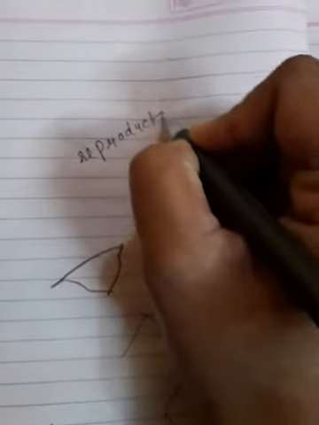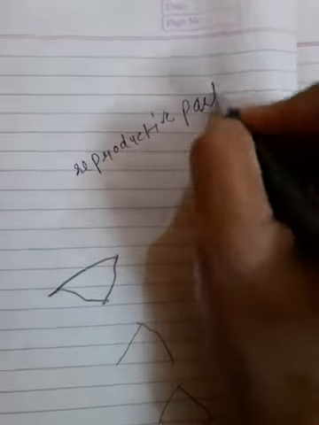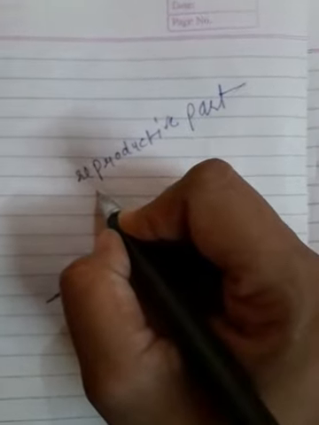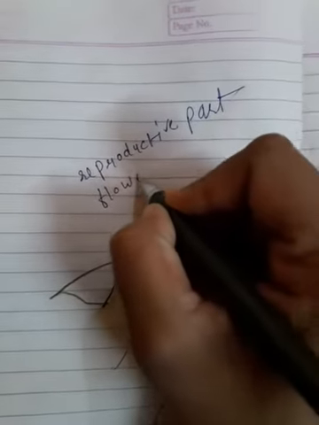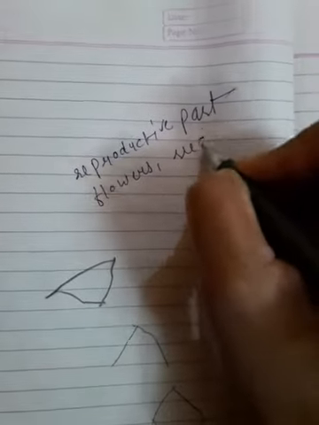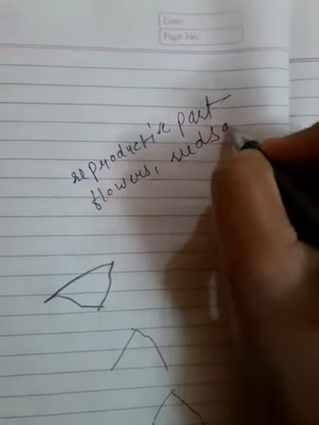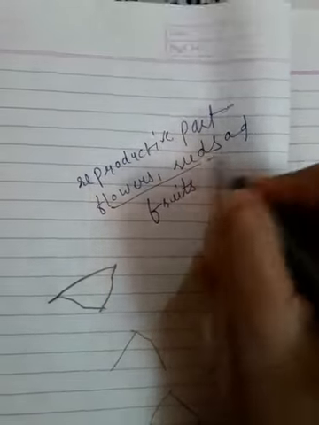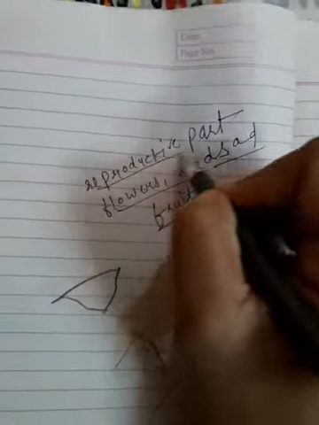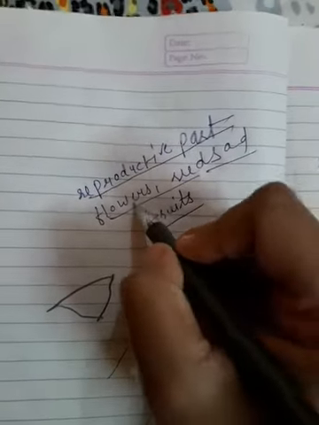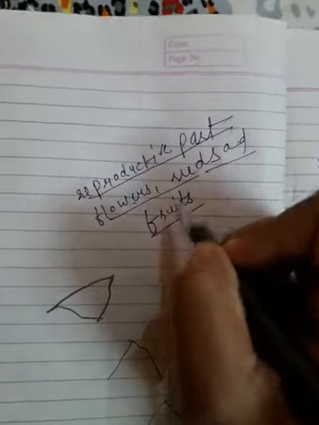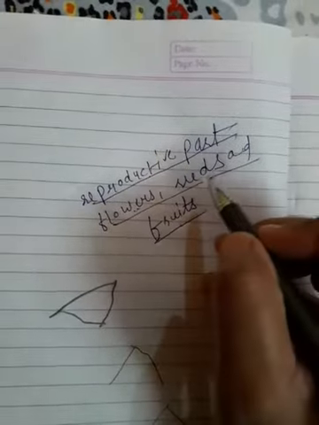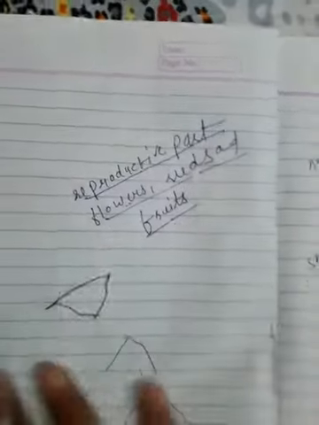And what is the reproductive part? Flowers, seeds and fruits are called the reproductive part.